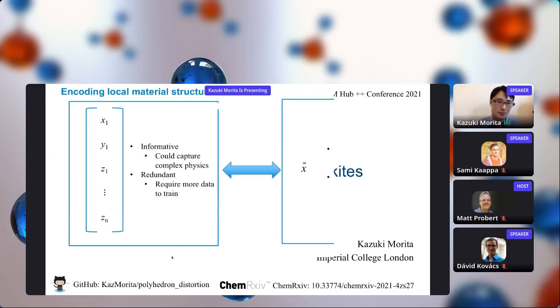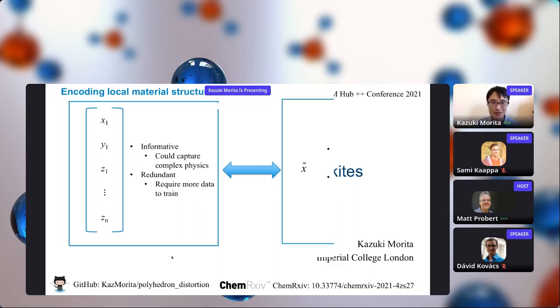So how could we encode local structures? The most straightforward way may be to just use a vector of atomic coordinates. Of course, all the information is in there, but it's quite redundant, and as I said, this might require a lot of data to train. On the other hand, if we use an average location or average bond, such averaging often smears out the important structure. But since the vector is small, it requires less data.